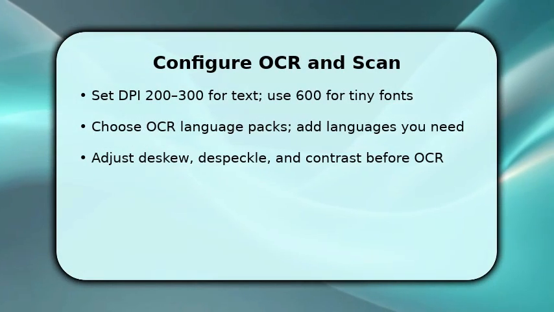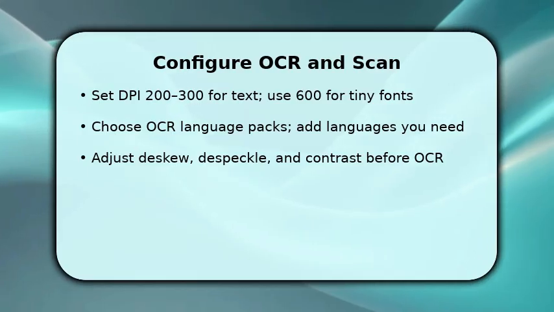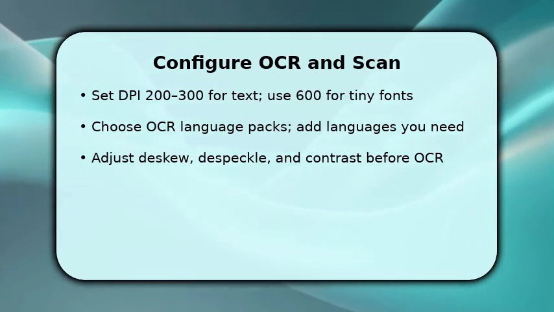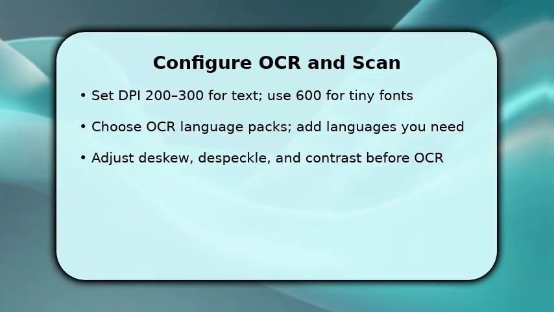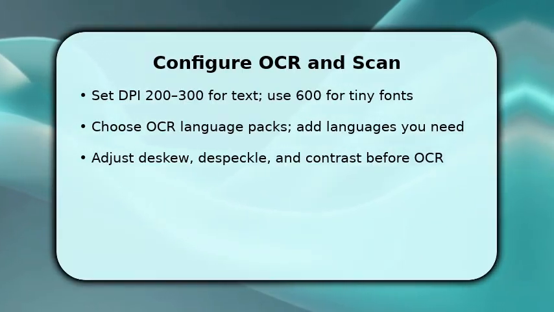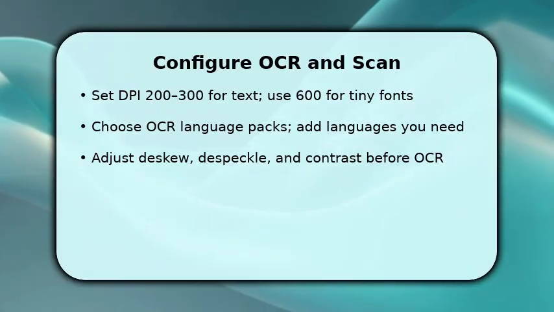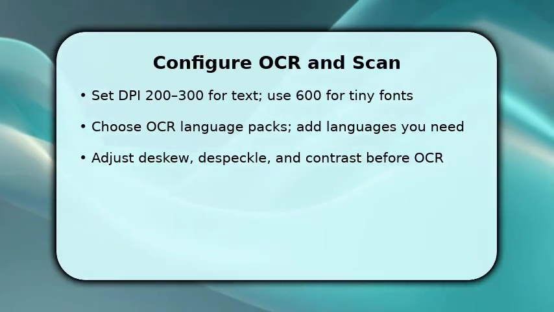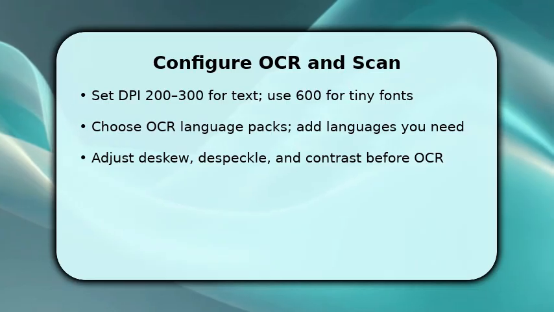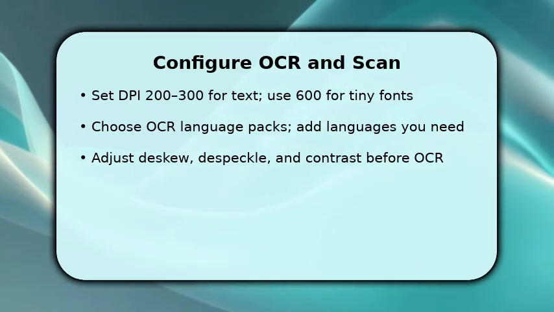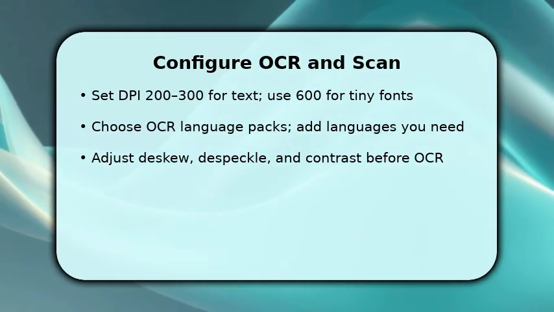Set DPI to 200-300 for standard documents or 600 for small text, and enable Deskew and Despeckle to improve recognition. Then open the OCR settings and add language packs you need so accuracy increases. Once those are configured, scan the full document or import images and review the preview pages.